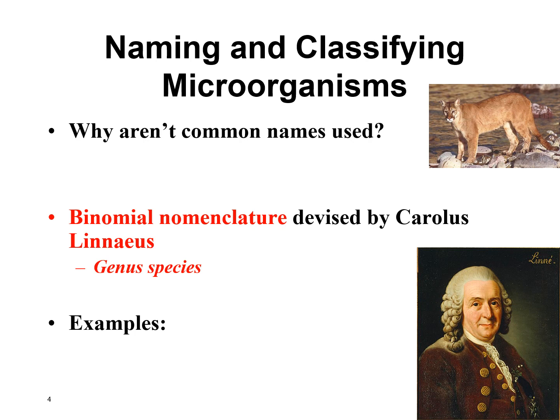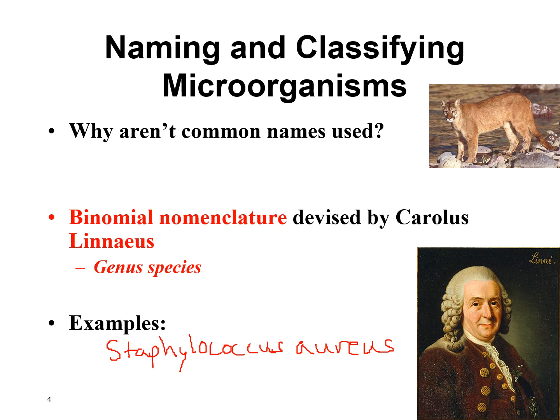So let's just give you a couple examples of some genus and species names for the microorganisms. The genus name is always going to be capitalized. So for example, Staphylococcus aureus. And then the species name is not capitalized.